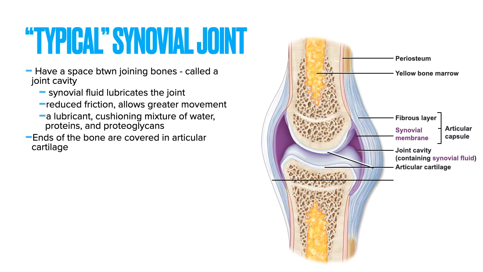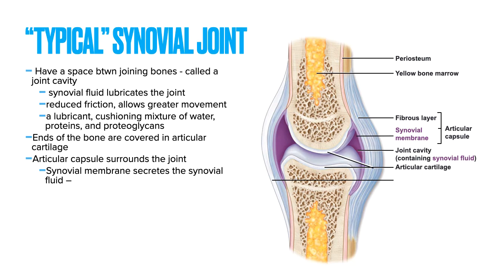The ends of the bones in a synovial joint are covered with articular cartilage, which is a hyaline cartilage. Then the entire joint itself is surrounded by an articular capsule, which is composed of connective tissue. This allows movement of the joint, as well as providing some resistance to dislocation. When you have a lot of flexibility in your joint, it's more at risk for dislocation, so this articular capsule tries to prevent that.